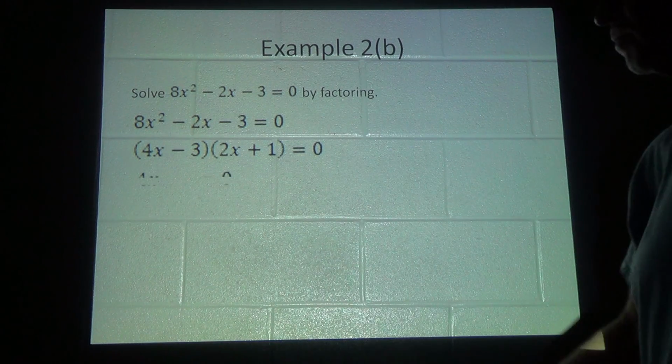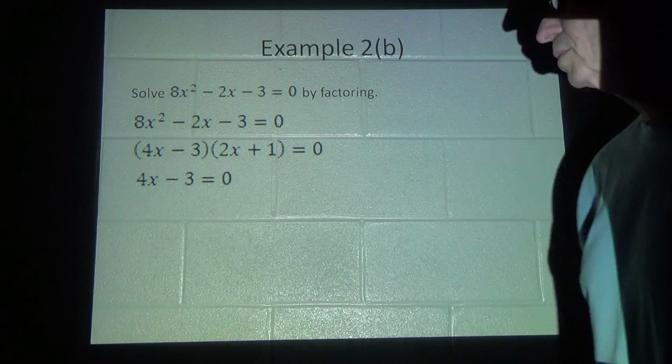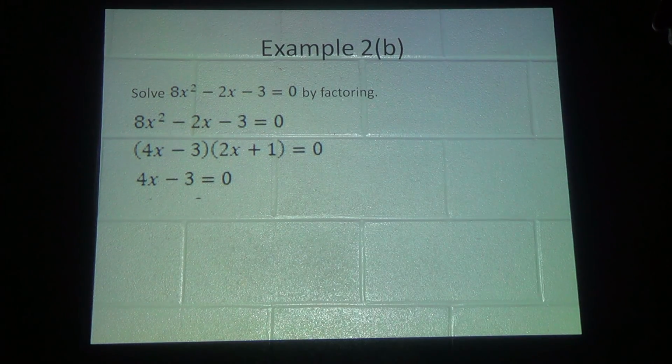So we start out with 4x minus 3 equals 0. Add the 3 to both sides of this equation, gives us 4x equals 3. Divide both sides by 4, gives us x is equal to 3/4.